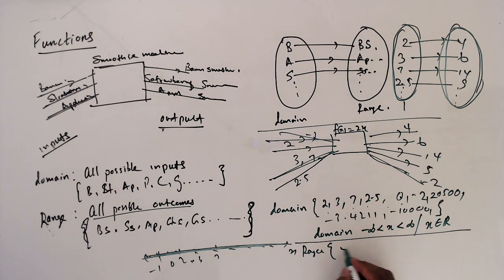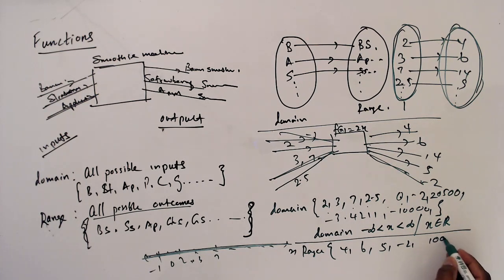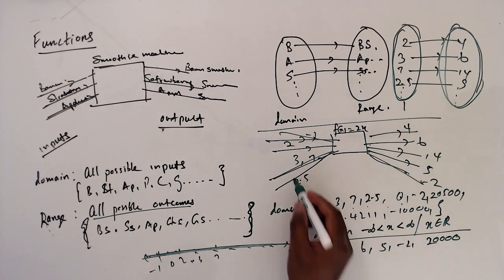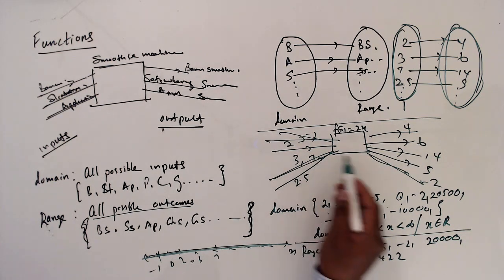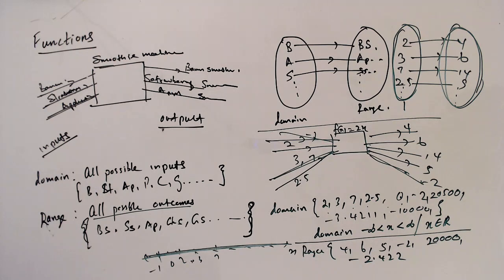We know 4 is there. We know 6 is there. We know 5 is there. -2. Let's say 20,000. Can 20,000 be an outcome of this one? Yes. If we put 10,000, it becomes 20,000. Can you put -2.422? Yes. Because when you put half of this one, you will get this one. When you put 2.5, you will get 5.